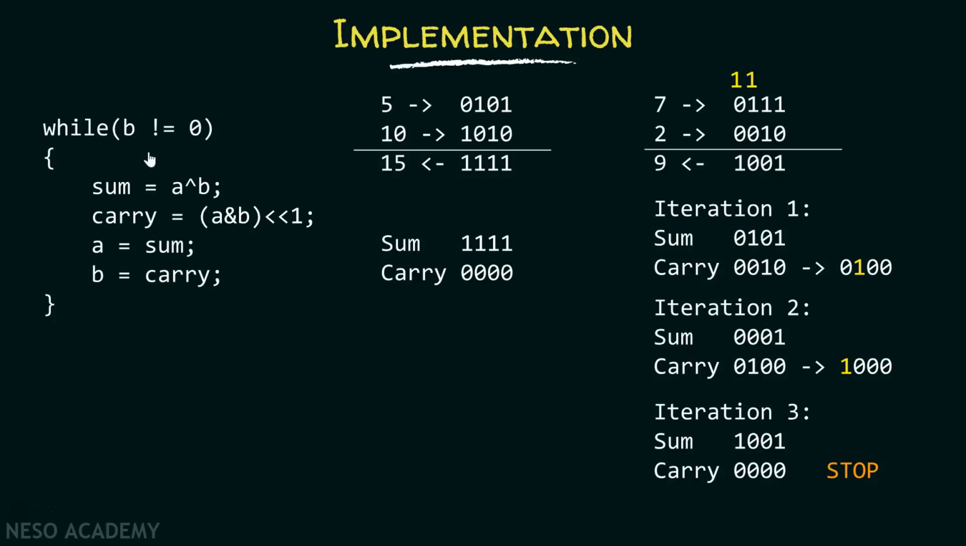As B is equal to 0, therefore we come outside of this loop and simply print the sum, which is 9 in decimal. Now you can clearly see how this code works for these examples, right? Let's consider one more example in order to cement this concept.